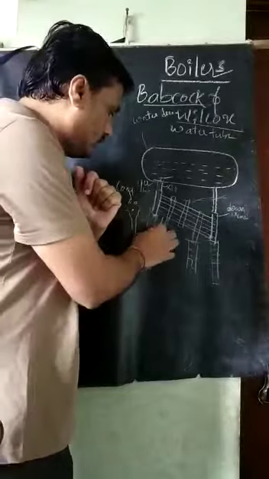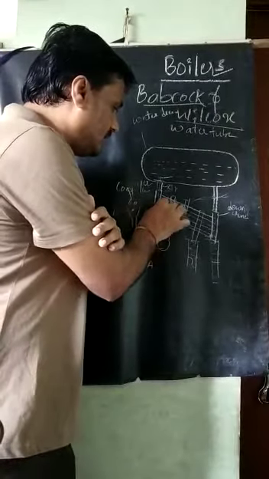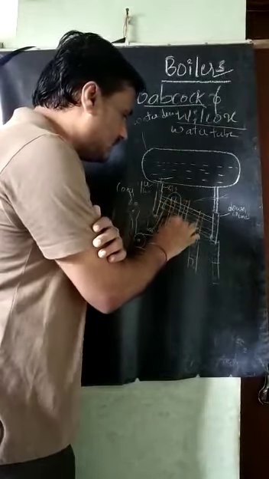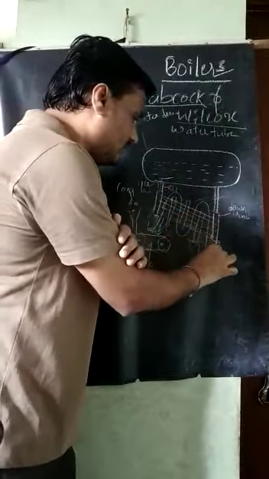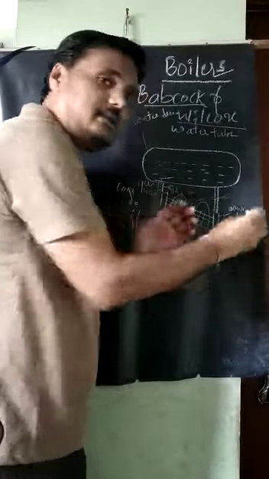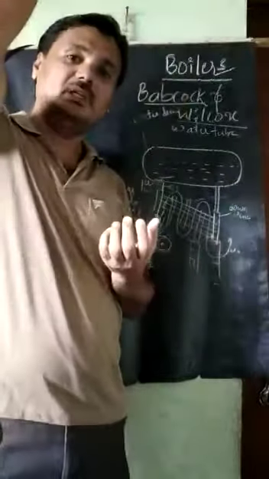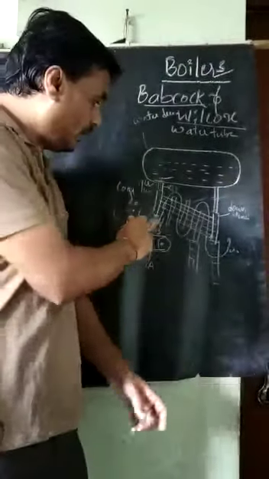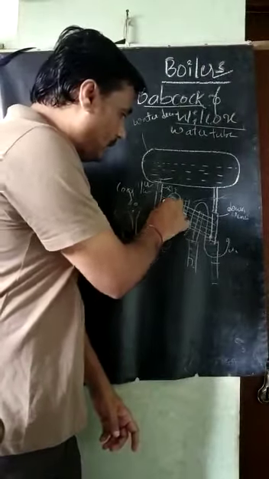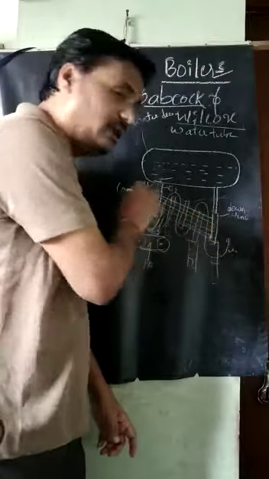How is this done? The flue gas will be generated here. It will come like this, like this, like this. Then afterwards it will go to the chimney, that vertical structure. Through the chimney, the gas will go out. So the path of the flue gas has been increased.